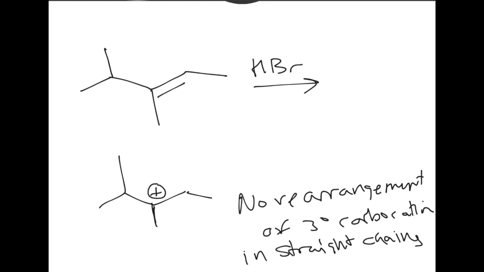So there's no rearrangement of tertiary carbocations in straight chains. So if you make a tertiary carbocation, you're golden. Nothing's going to happen to it. You're just going to make the product you would have expected like 20 minutes ago, in a simpler time.